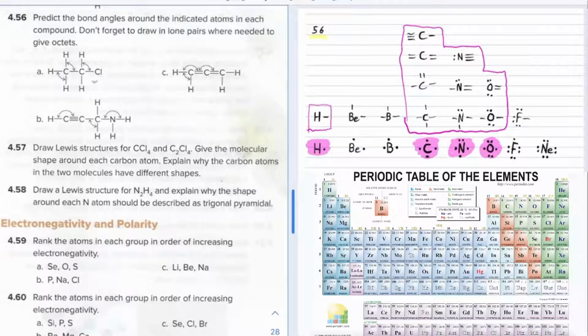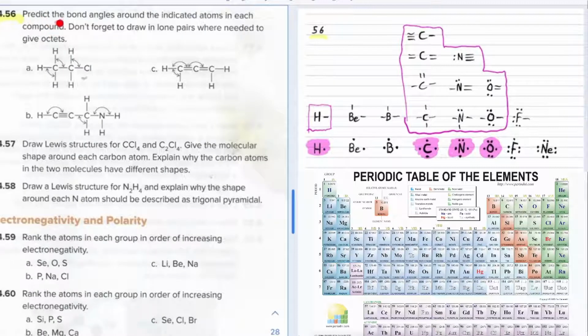Okay, problem 56. Predict the bond angles around the indicated atoms in each compound. Don't forget to draw in lone pairs where needed to give octets. So you're given three compounds, and the Lewis structure is for the most part given to you, except for some of the lone pairs that are missing.